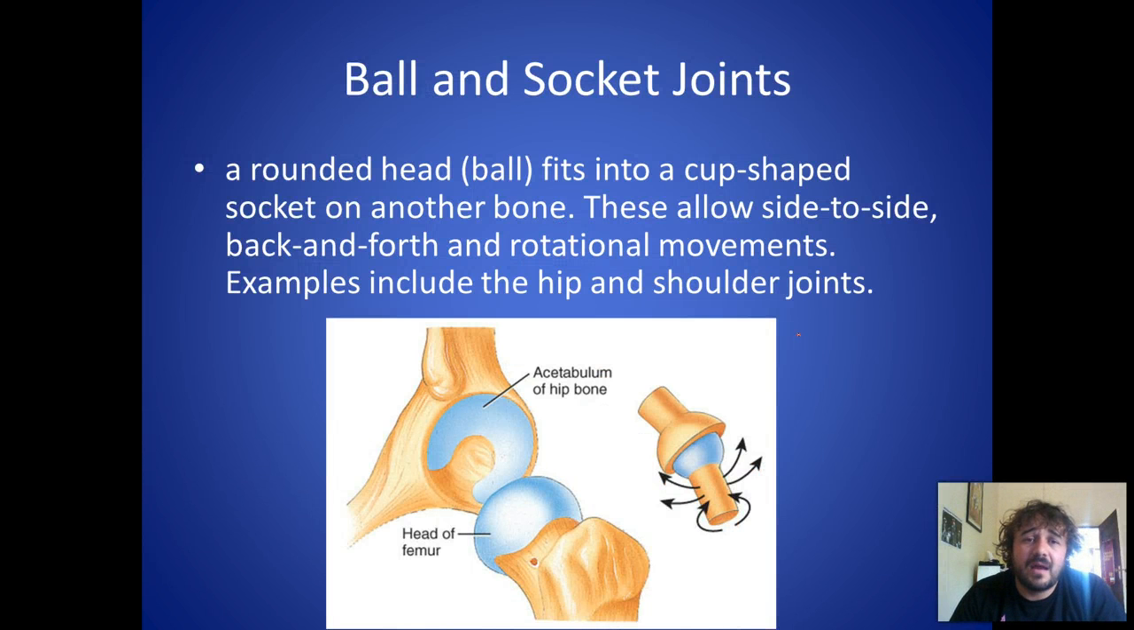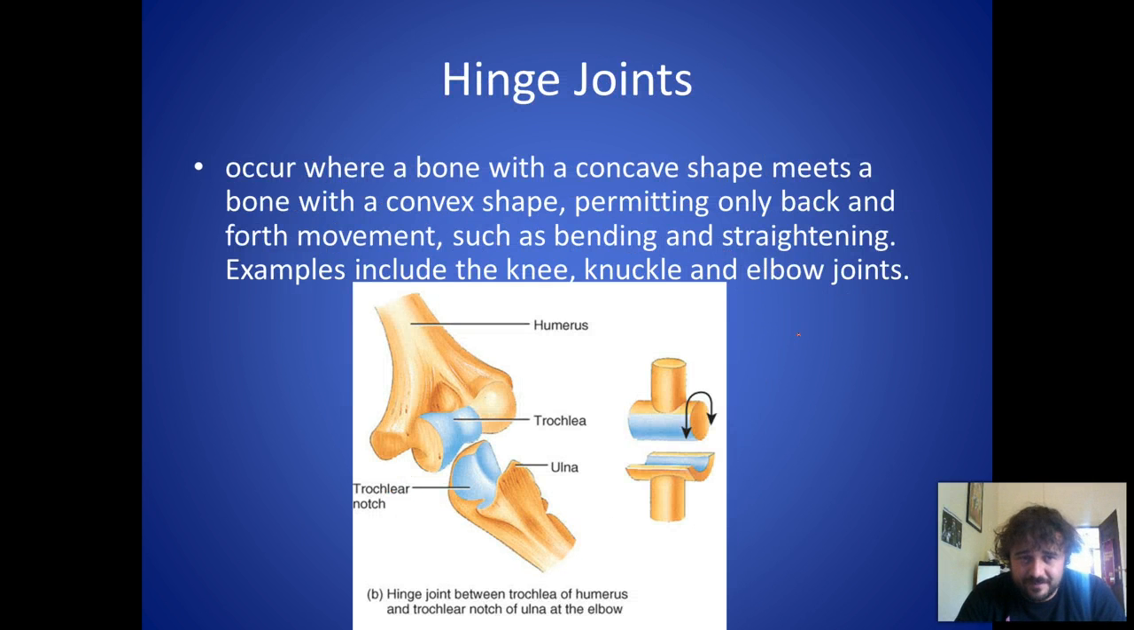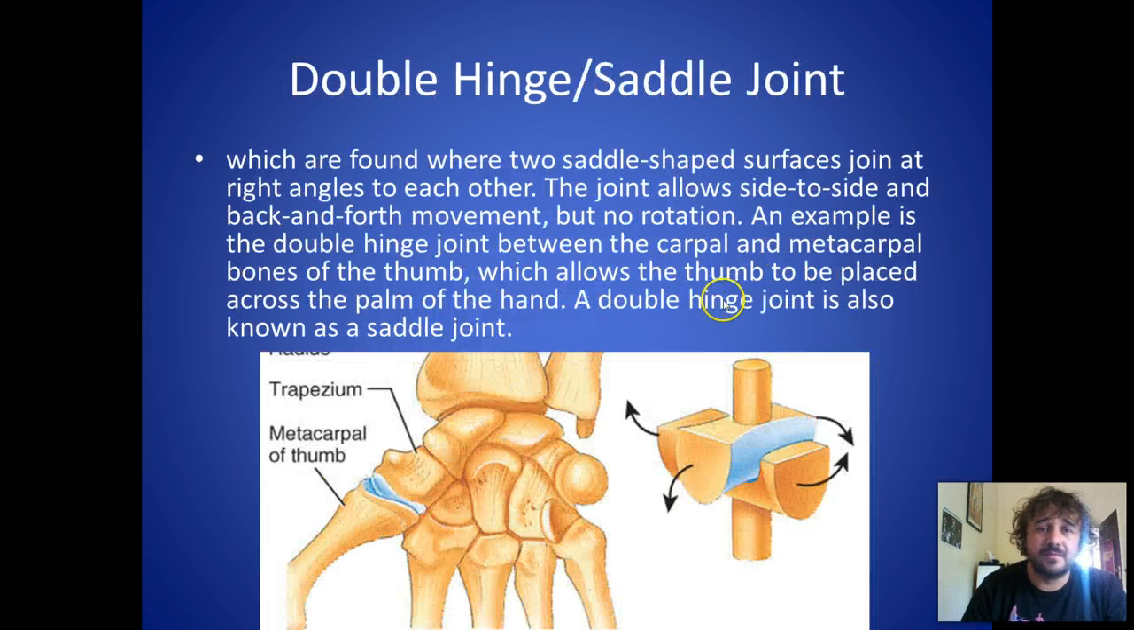So a rounded head, like the ball, fits into a cup-shaped socket in another bone, and it has a full range of motion. This has the largest range of motion of all: side to side, back and forward, rotational. Hip and shoulder joints are the big examples. The hinge: you can see this shape down here, where it is essentially going to act like a hinge on a door. It can only go on one axis, backwards and forwards. This is your knee, your knuckles and elbows.